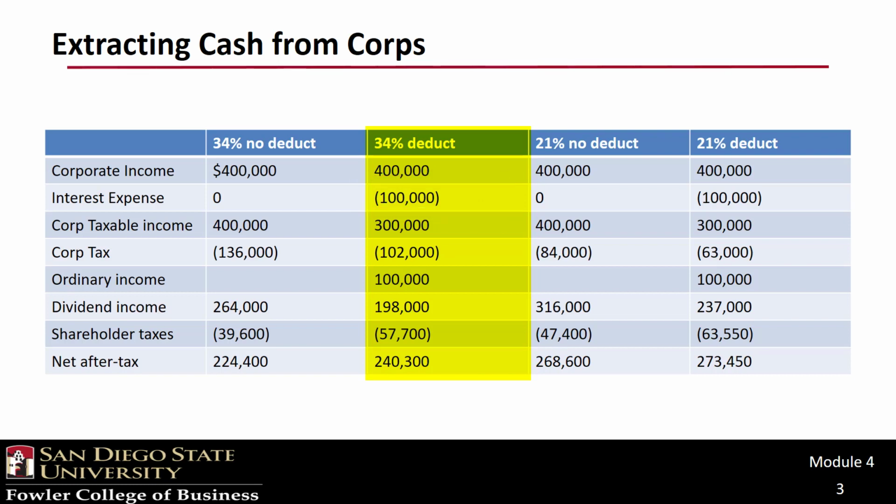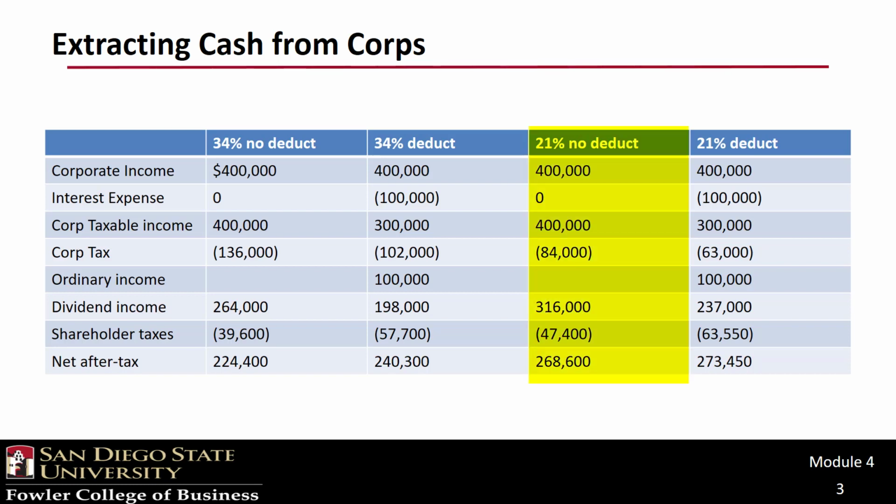Consistent with some of the prior presentations, I have assumed a 28% individual rate on ordinary income that results from the interest income going to the shareholder. The result with the deduction is better to the tune of about $16,000. This is the shift of $100,000 of income from corporation to individual, netting about a 16% tax savings.